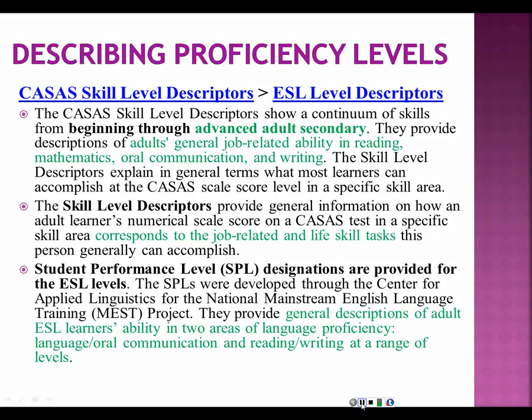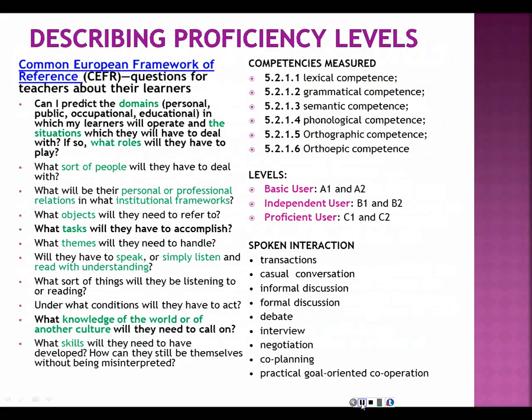The performance level designations are provided for ESL levels. Okay, they come from the Center for Applied Linguistics. They provide general descriptions of adult ESL learners' ability in 2 areas of language proficiency, and you saw that in the first description, language, that is oral communication, and reading, writing at a range of levels. So if this is your population, you may want to look at those examples.